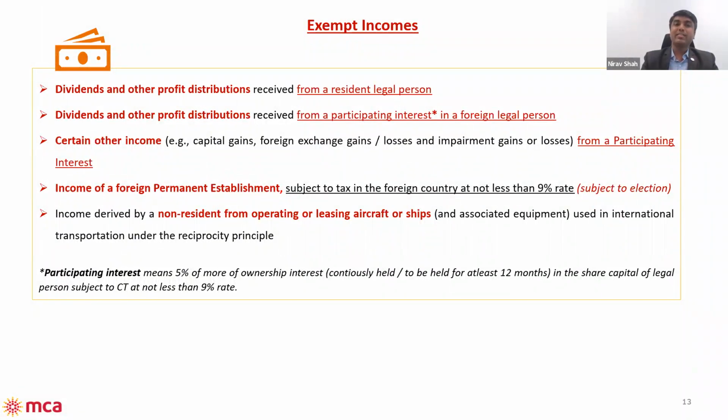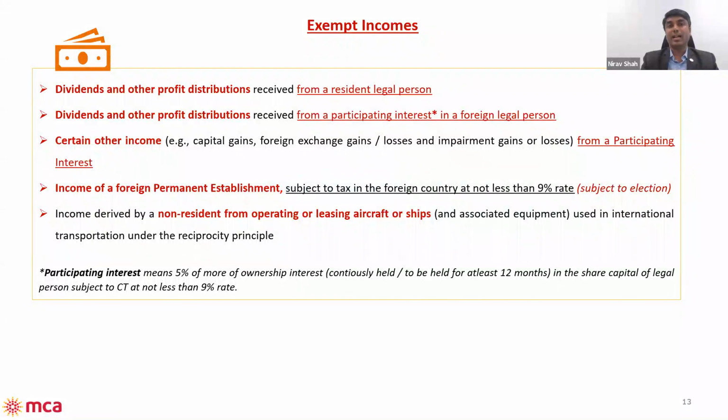So foreign legal person here means a company which is incorporated outside the UAE. And if I'm receiving a dividend or any other profit distribution from a foreign company, I will have to additionally satisfy the condition of participating interest. Then what is the participating interest?